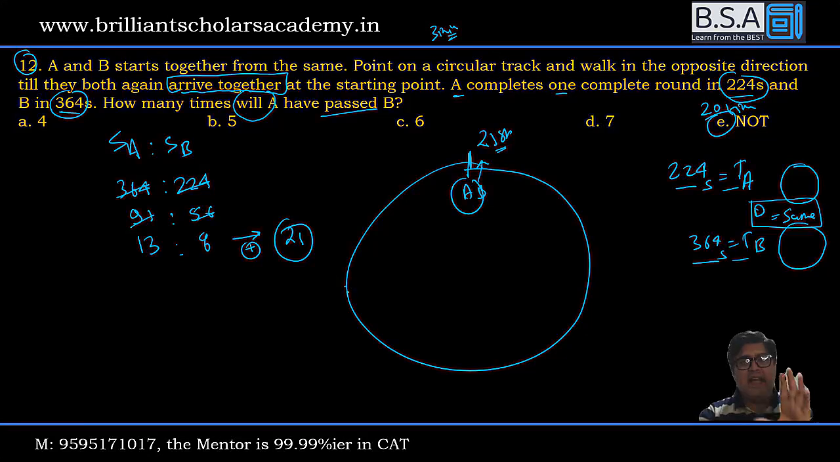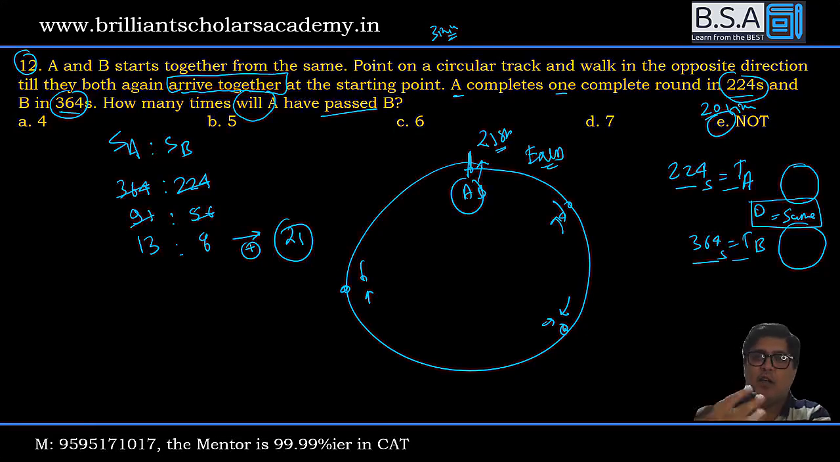If they meet anywhere on the circle, they are crossing each other. If they meet here, they are crossing each other. If they meet here, they are crossing each other. But when they meet at the starting point, at the end, they did not cross. So how many times did they cross each other? 20 times.